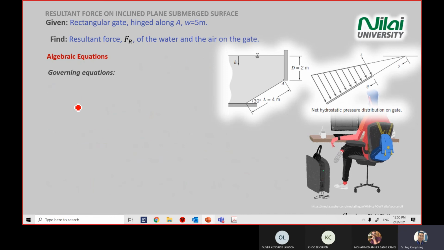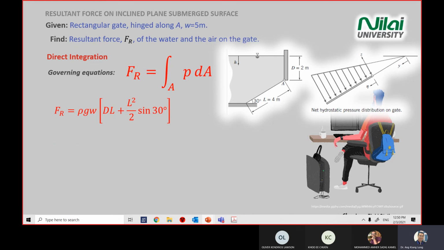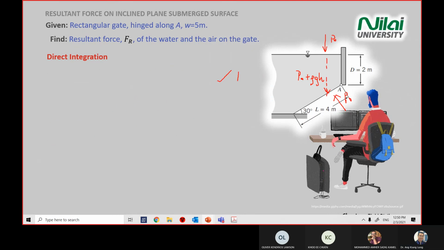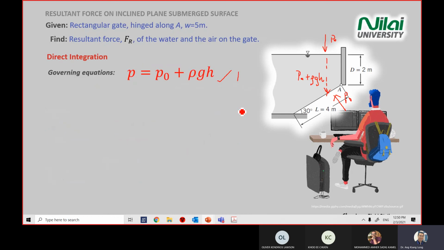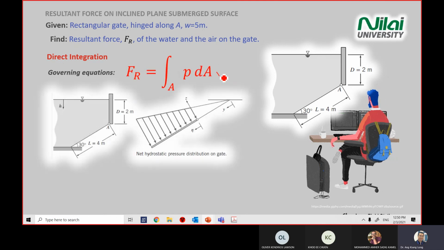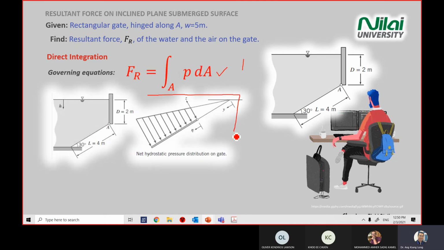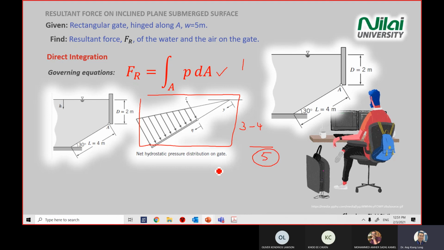We will come back with our algebra equation. Before we go for a short break, I will let you know how we give you marks in a test. For the governing equation, you get 1 mark for the equation. The free body diagram depends on how complex it is. In this case, because you have 4 steps, I will give you 3 to 4 marks here. So far you accumulate 5 marks already up to this stage.